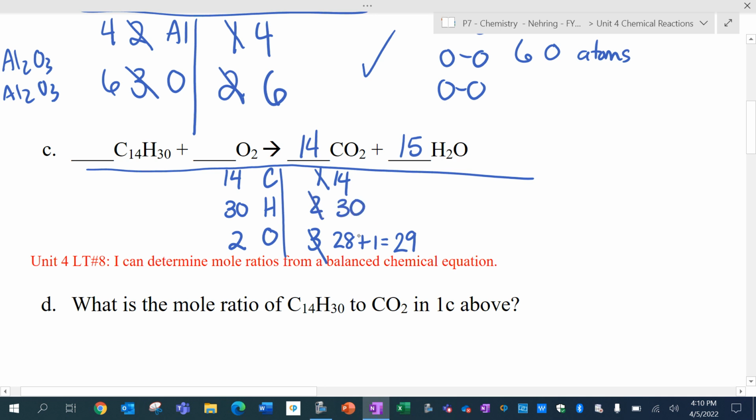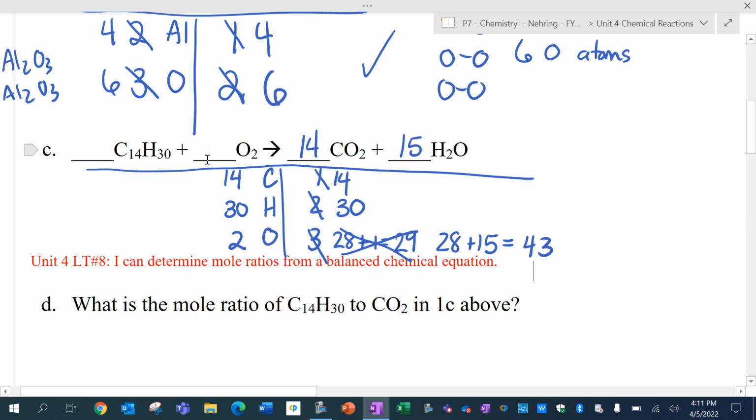But oh no, now I have to update my oxygen count again. So I've got 14 times 2, so 28, plus 15. So that ends up being what, 43 oxygens. Okay. So now my carbons and my hydrogens are good. My oxygens are definitely not balanced. I have 43 on the right and only 2 on the left.